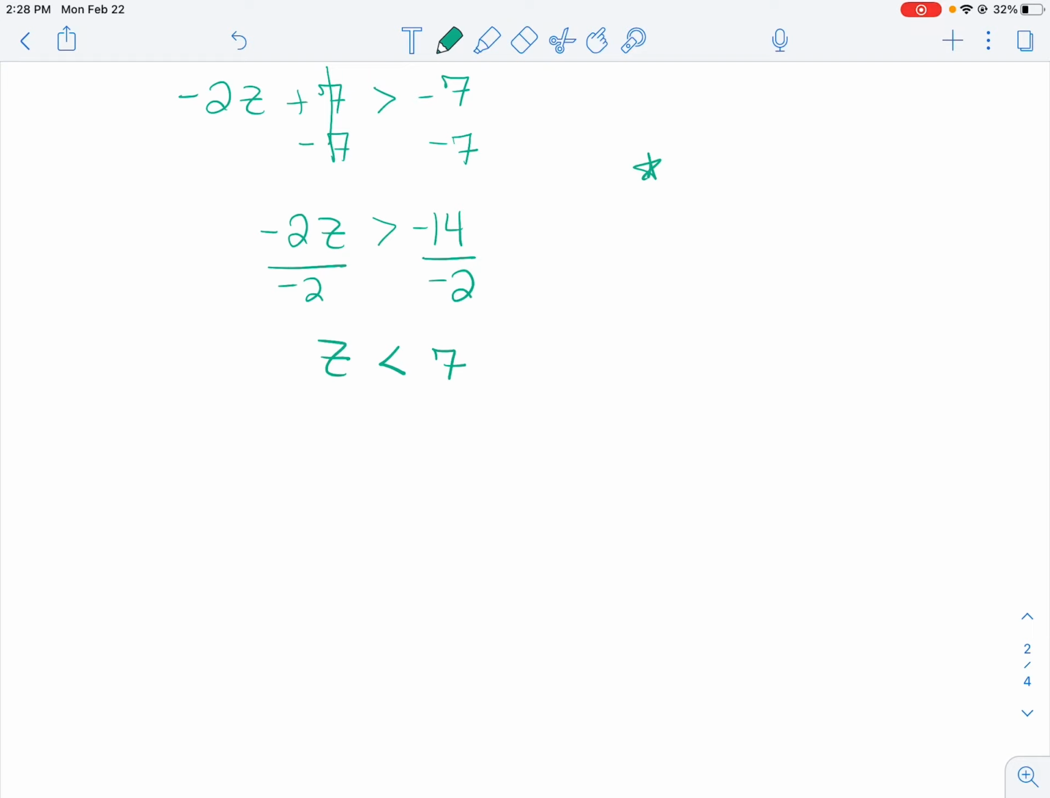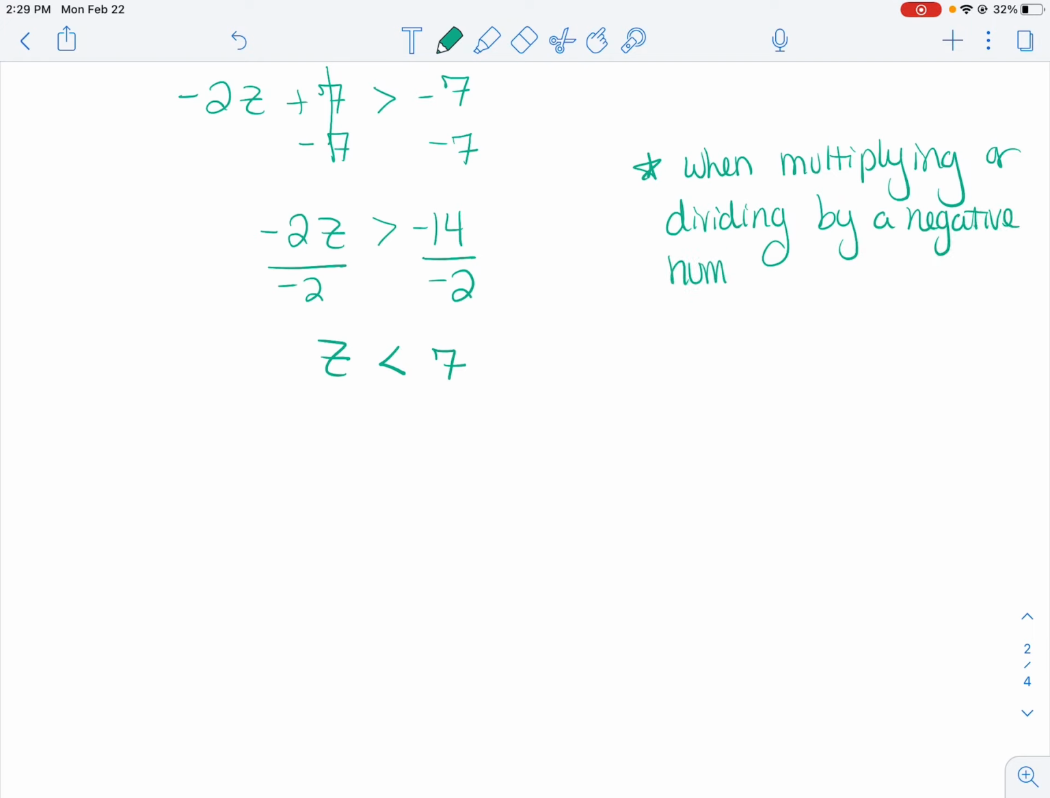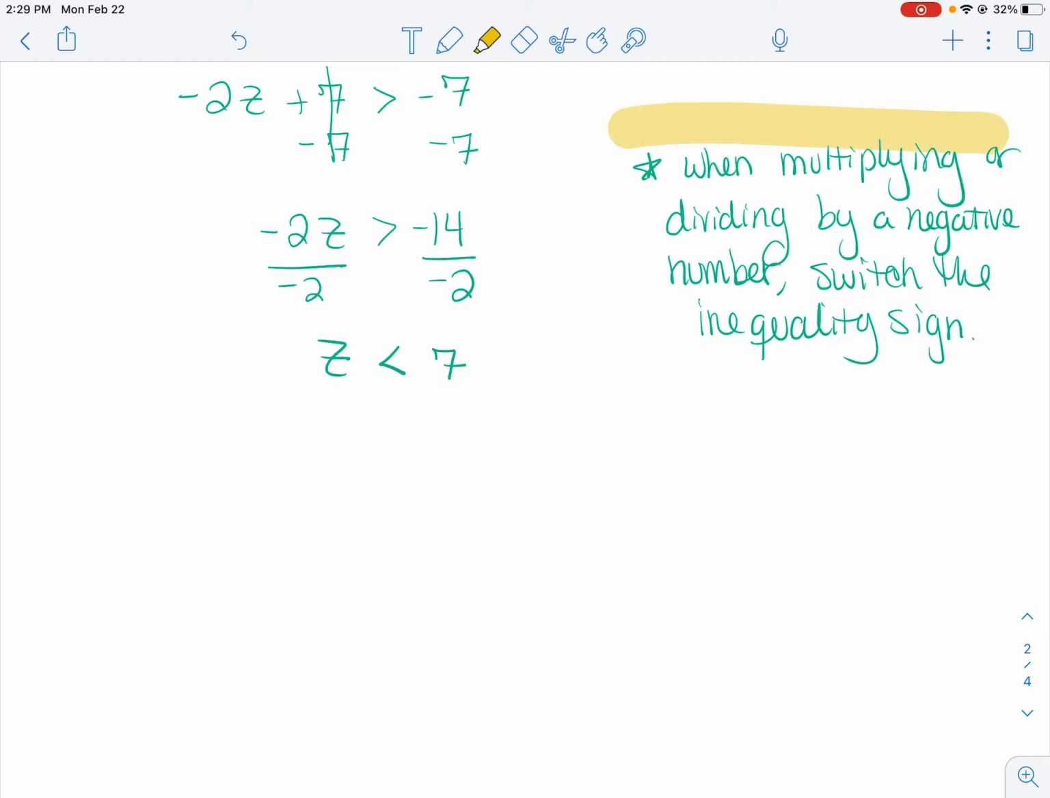So make a nice note of that in your notes: when multiplying or dividing, which is what we did here, but it could be multiplying as well, by a negative number, switch the inequality sign. All right, so that is your golden rule here for solving inequalities. That's the most important thing to remember.